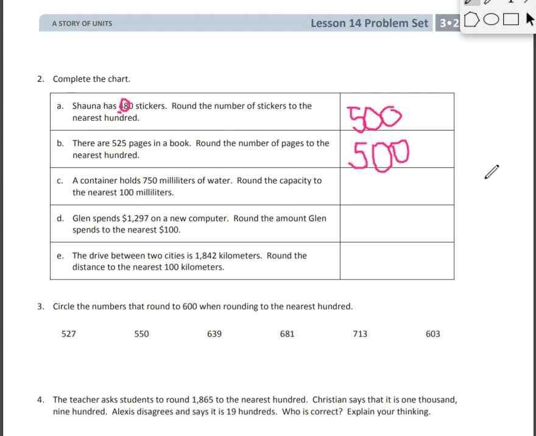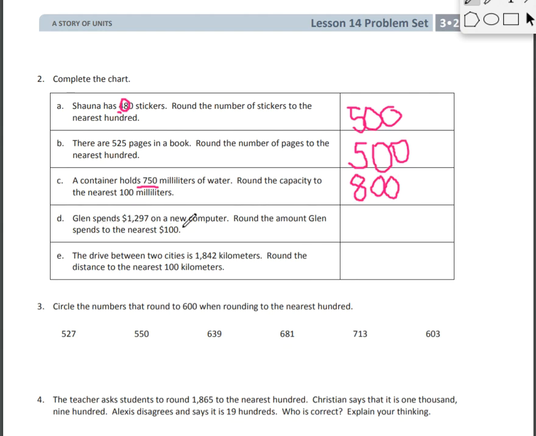A container holds 750 milliliters of water. It's one of those nasty ones with the 50. I said every time we encounter those, it's going to round up. Always. It will always round up.